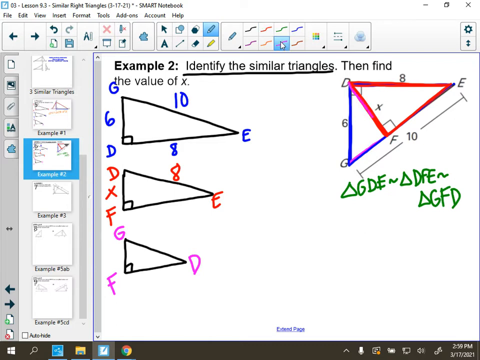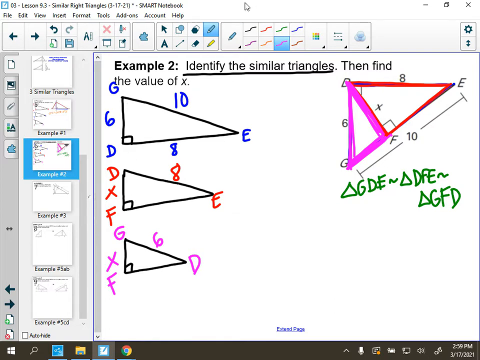This one almost has an overabundance of information, where I have a ton of info. They're not all like this. On this one, I don't know GF, so I don't know the short leg. I do know the hypotenuse, DG, is 6. And I'm looking for the long leg, which is X. So again, I'm taking a little bit of time. I already had the picture. It was just a matter of getting some of the numbers and the unknowns on there.